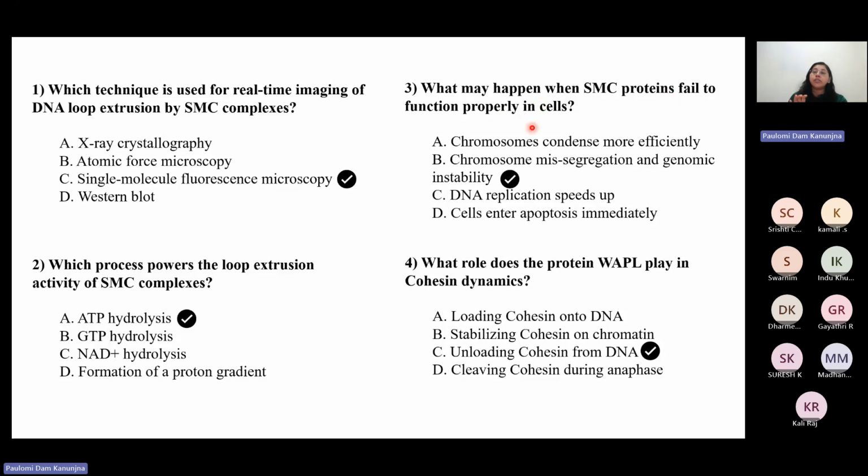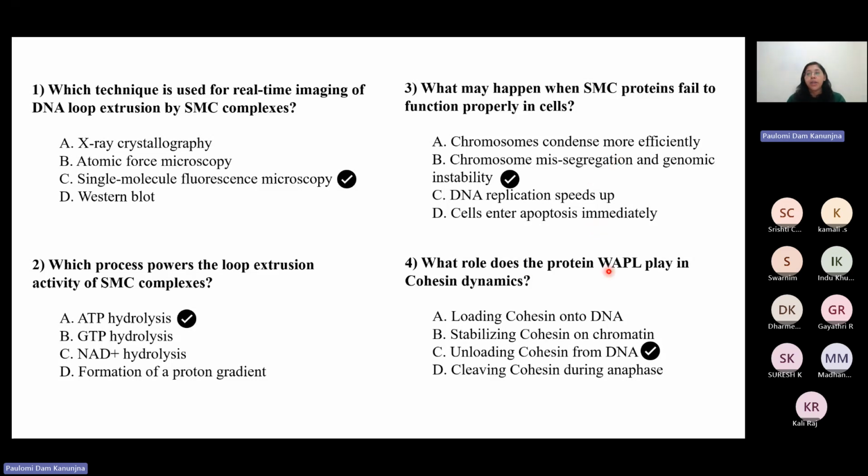Okay. Now, what may happen when SMC proteins fail to properly function? I told you the SMC proteins are responsible for chromosome organization. If that doesn't happen, it is missegregated and there is genomic instability. Just remember the words genomic instability. See the other option, it says it condenses more efficiently. Of course, not correct. Replication can't speed up if things are not working fine, and the cell can enter apoptosis immediately. That is not correct because there is nothing to guide it for apoptosis, right? There is no repair mechanism working there.